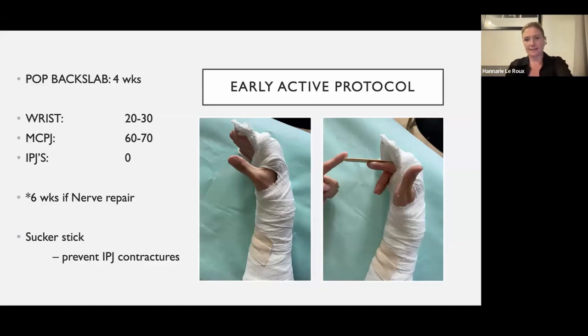And then that little sucker stick is something we started to prevent IPJ contractures. We stick a sucker stick onto the P1. We push the finger down into MCP flexion, and then we tell the patient to extend the IPs until they touch the sucker stick. Works really well, and that's within the first 4 weeks. So that's just a little nugget.